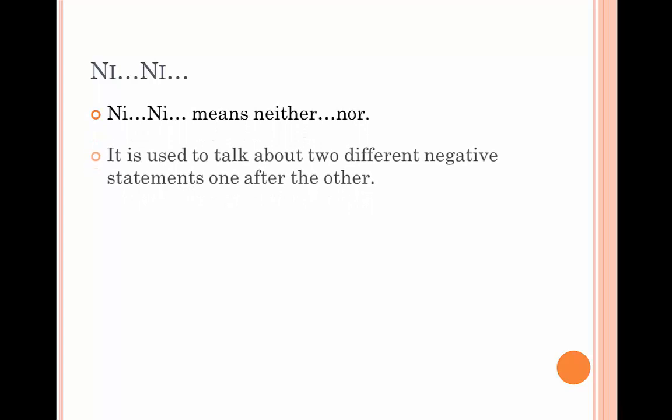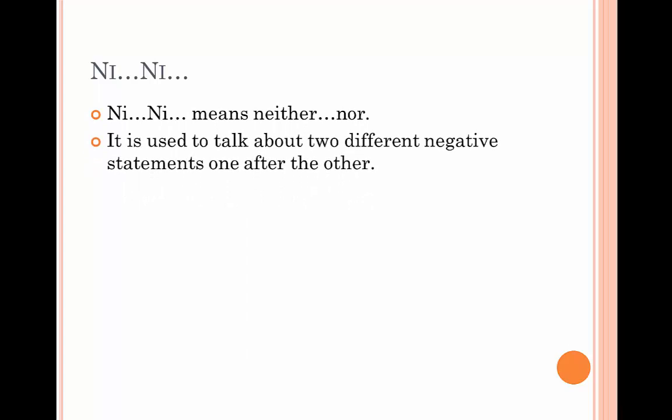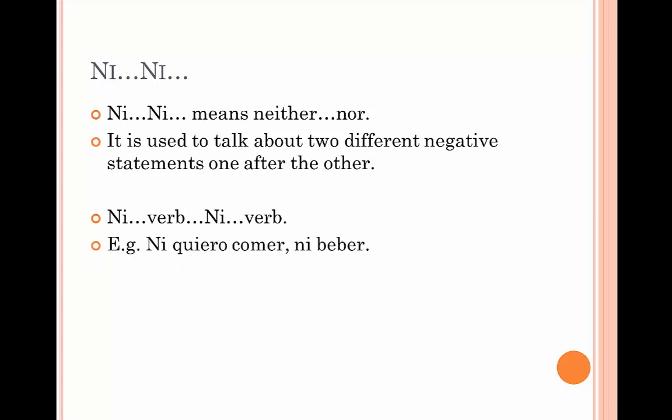Now we're going to look at ni and ni. This means neither or nor. It is used to talk about two different negative statements, one after the other. So it's structured as this. We have ni plus a verb, plus ni, plus another verb. For example, ni quiero comer, ni beber, meaning I don't want to eat, nor drink.